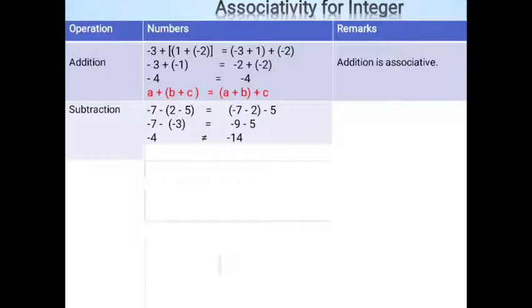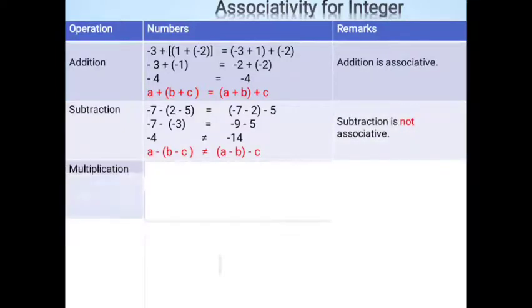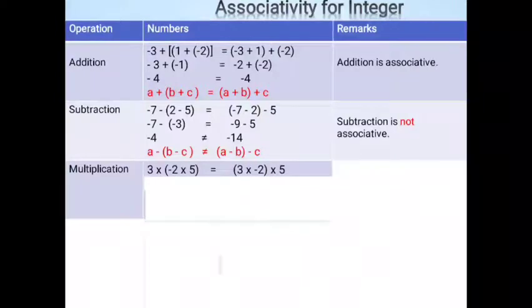So both the expressions are not equal. So what you subtract first does matter. Therefore, subtraction is not associative. Let's check for multiplication. 3 multiplied by (negative 2 multiplied by 5). Let's check if this will be equal to (3 multiplied by negative 2) multiplied by 5.